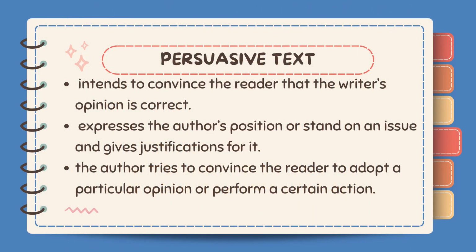The third type of text is persuasive text. It intends to convince the reader that the writer's opinion is correct. It expresses the author's position or stand on an issue and gives justifications for it. With persuasive text, the author tries to convince the reader to adopt a particular opinion or perform a certain action.